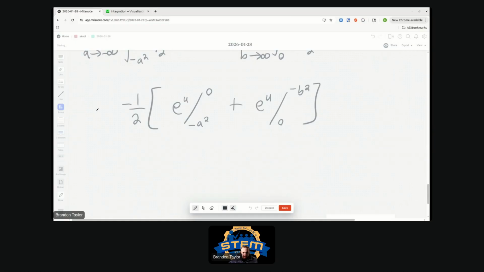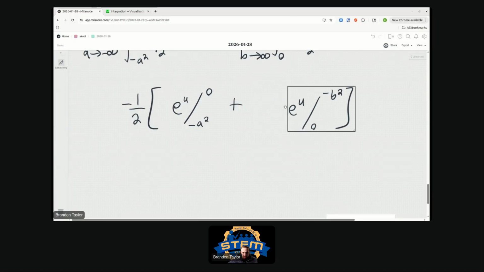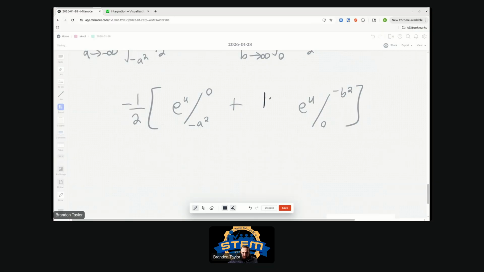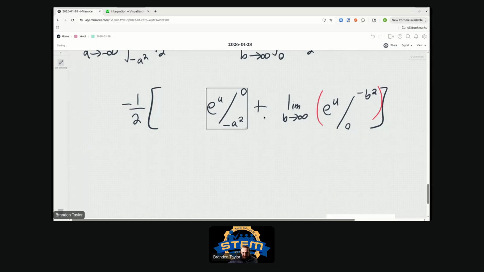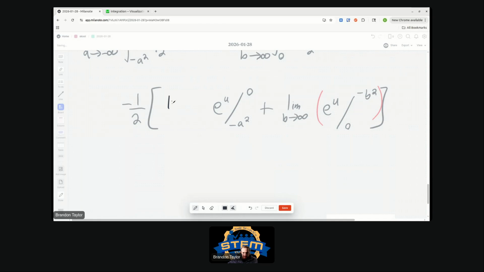So if we do that, again, we still have two separate limits here. I should write these to be clear. The limit as b goes to infinity still of that thing, and then the limit as a goes to negative infinity for that limit.